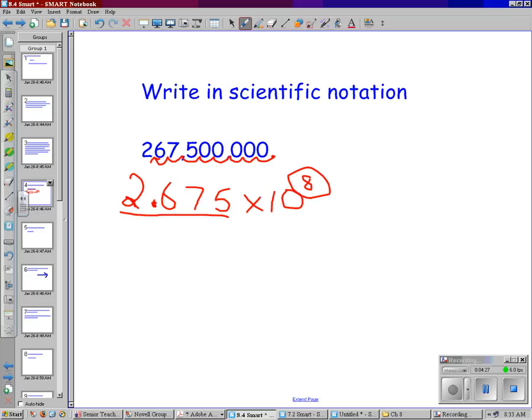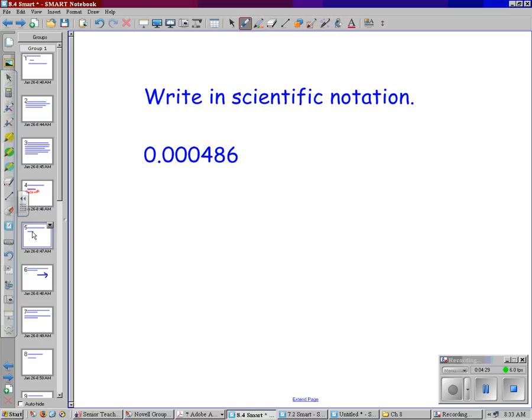Questions there? Is this number bigger or smaller than 1? Oh, we're starting out with a number smaller than 1. What do you think about the exponents here? Negative. They are going to be negative.